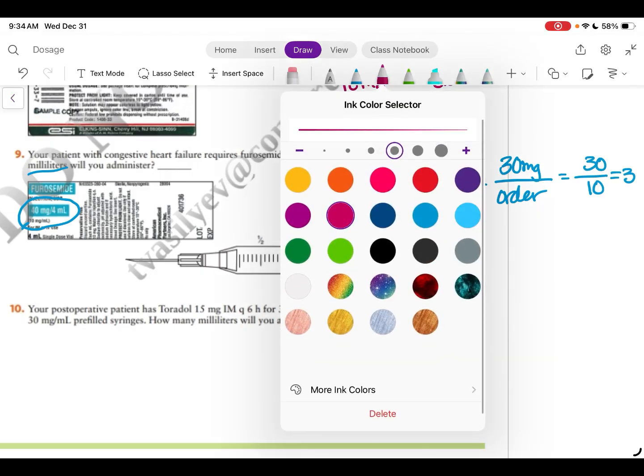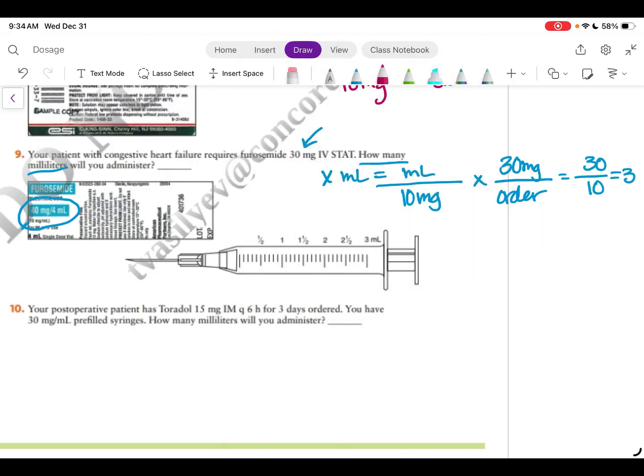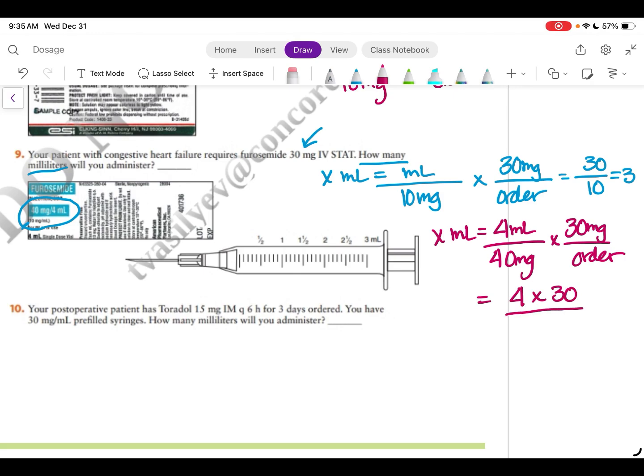Switch to a different color. And I'll use the dosage in the big blue box on the label. So we have X mL. 4 milliliters over 40 milligrams. My order is 30 milligrams. So this becomes 4 times 30 divided by 40. And that should give you 3 milliliters. All right.